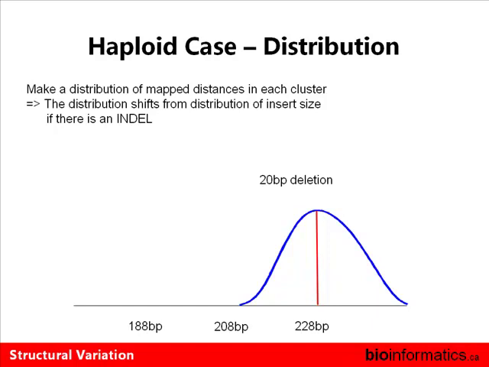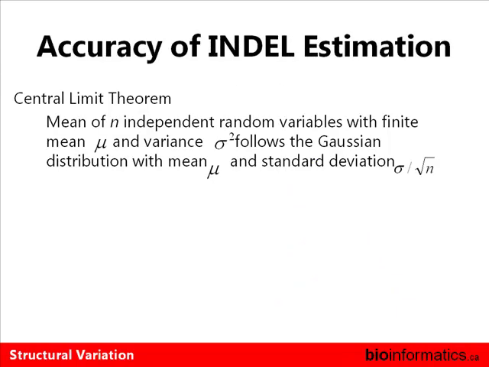So in reality, you're looking not at a single mate pair at a time, but you want to look at all of the mate pairs which could potentially explain variation in a given genomic region. So can we somehow quantify what power this gives us? Well, it turns out that we can. There's this wonderful thing called the central limit theorem, which many of you probably learned in college and completely forgot since.